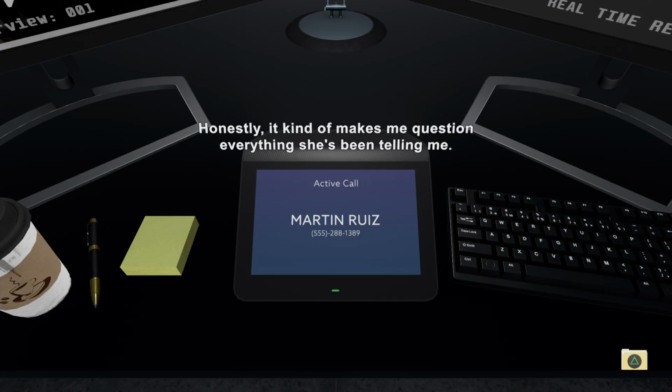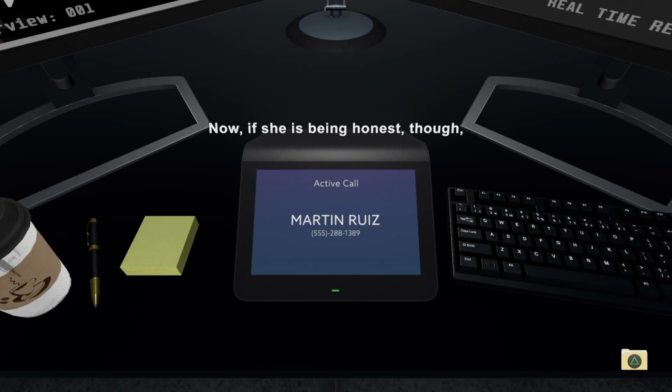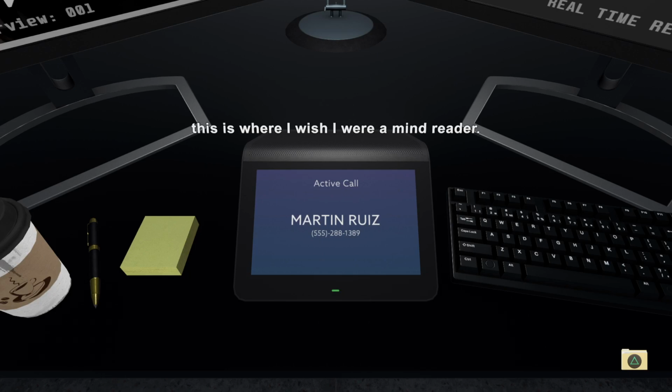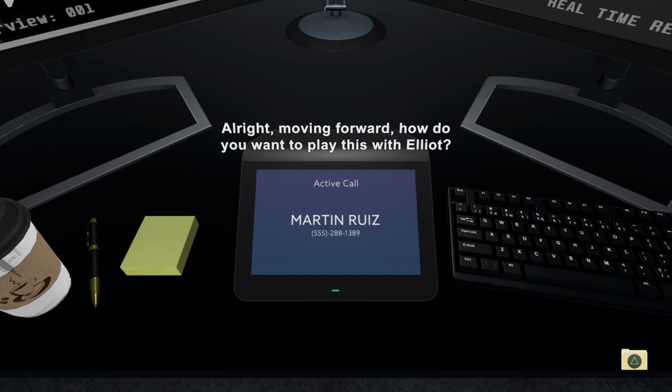Yeah. Honestly, it kind of makes me question everything she's been telling me. Now, if she is being honest, though, then the accident scenario is certainly possible. This is where I wish I were a mind reader. Alright, well, moving forward, how do you want to play this with Elliot?